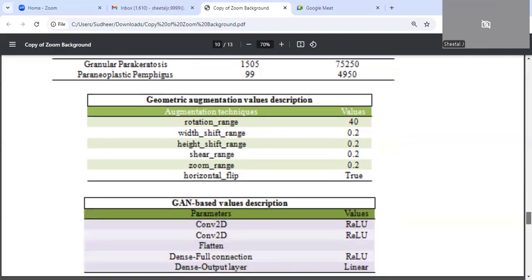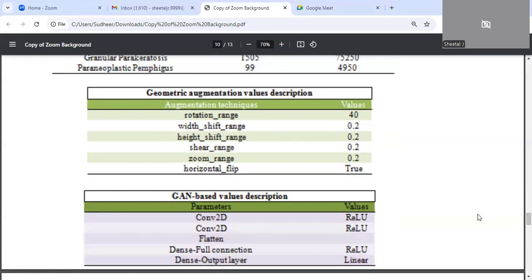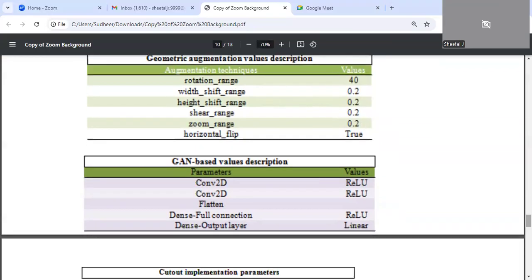Then coming to the parameters that have been used in the implementation. For the augmentation technique, as I told, we are applying rotation, shifting, zooming, flipping, etc. Horizontal flipping is set to true, in the sense that the image is flipped horizontally. The image is rotated by 50 degrees, and width and height shift is 20% of the image. The zoom is also 20% of the given image. Then the GAN based parameters, generative adversarial networks. For the convolutional layer, we are using the ReLU activation function, rectified linear unit. And for the dense output layer, we are using a linear activation function.